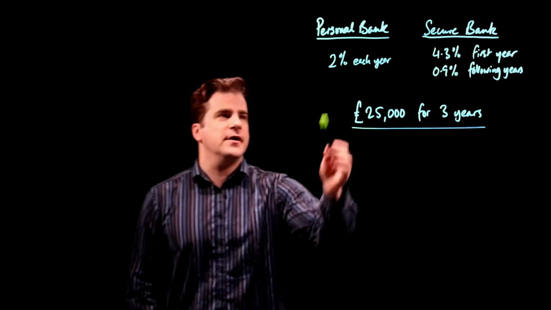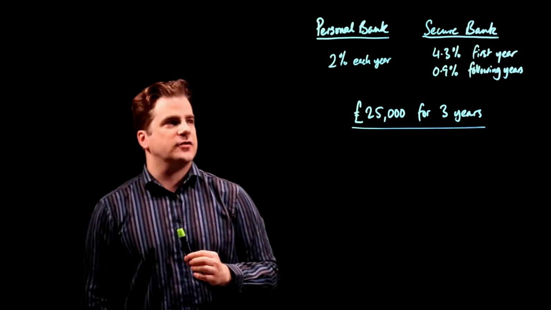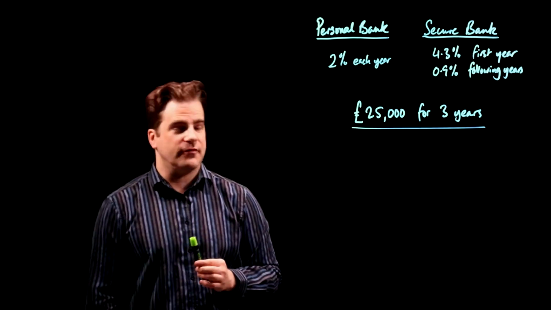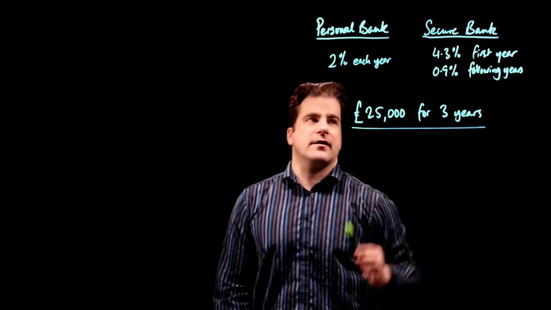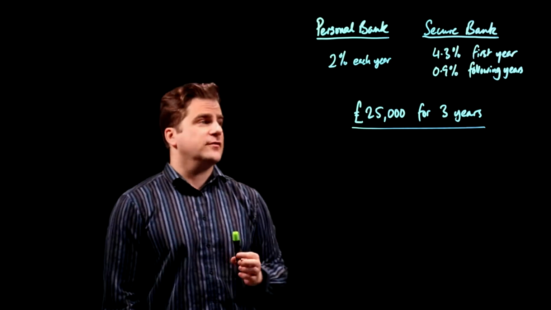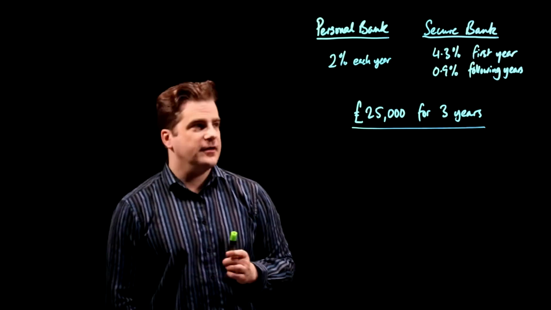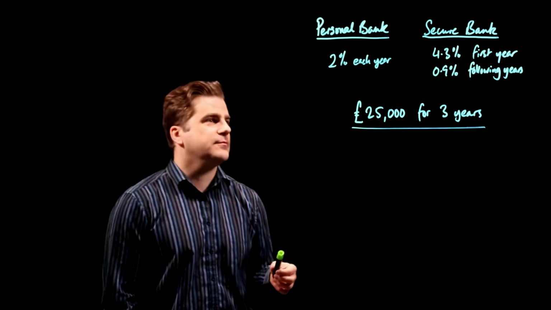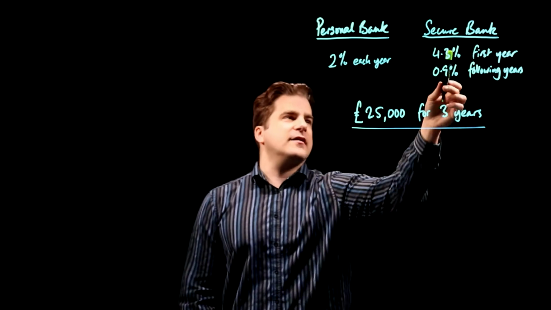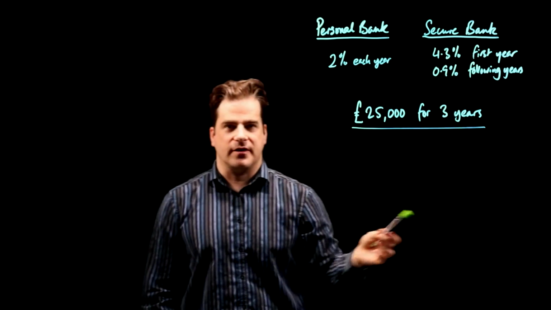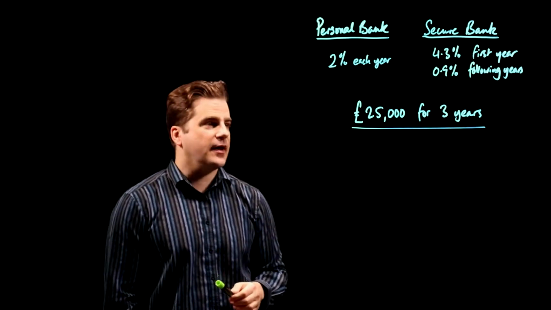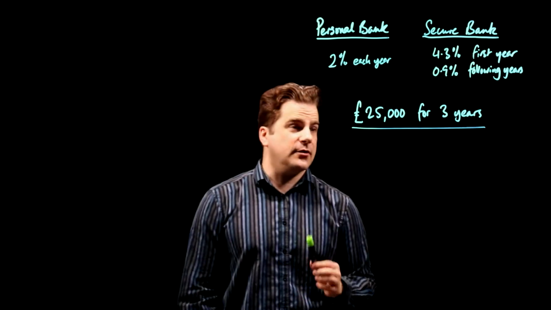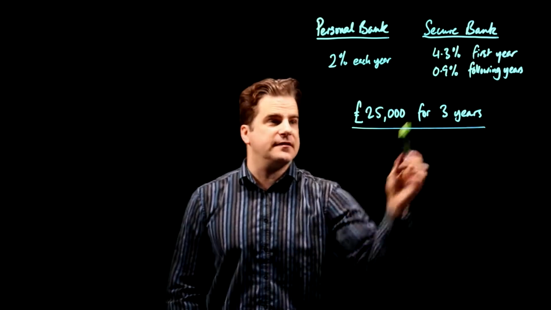Okay, we've got a personal bank which offers 2% compound interest every year, and the secure bank which offers 4.3% interest for the first year and then 0.9% compound interest for the following years. On top of that, it's all compound interest anyway. So we've got 25 grand we're going to invest for 3 years. Which is the better deal?